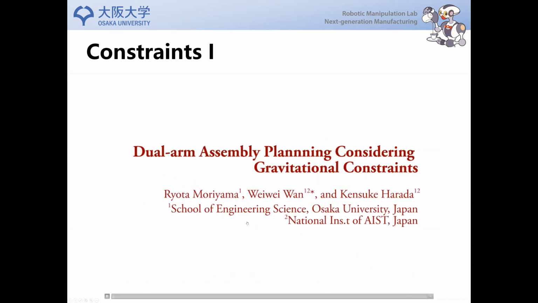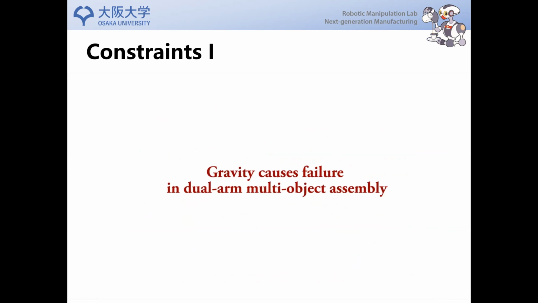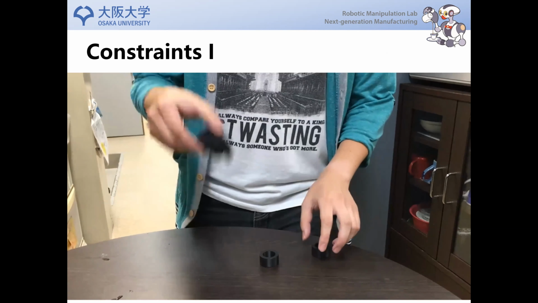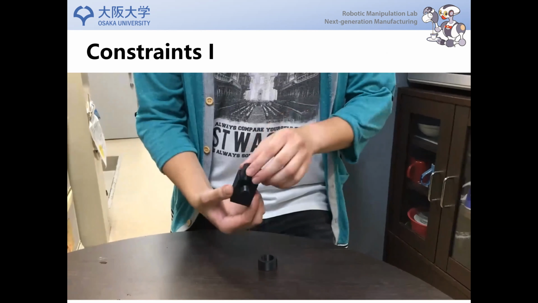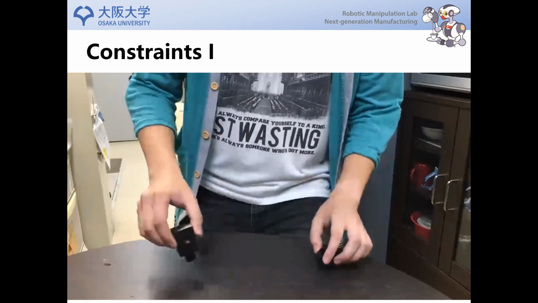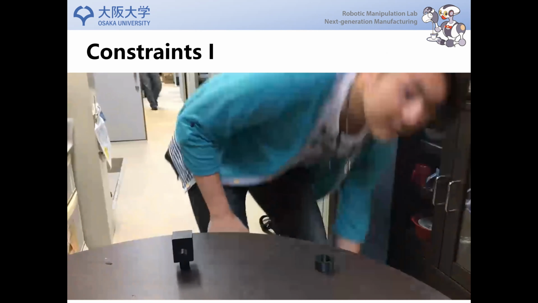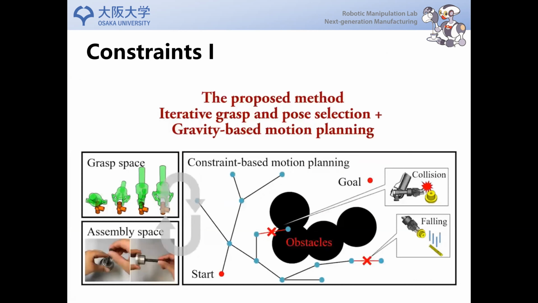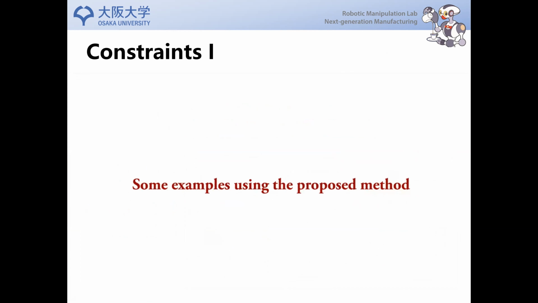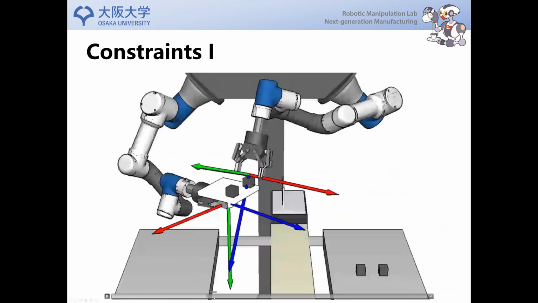Also, during the transfer between the human demonstration and the robot execution, we need to consider lots of constraints. For example, the gravitational constraints, where the assembled objects may drop if we don't consider that. And I'm going to go quickly to the second one.